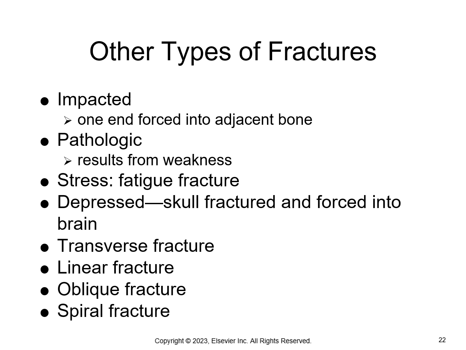We also have impacted fracture. This can happen if the bone is forced or telescoped into an adjacent bone. For example, the neck of the femur is crushed against the pelvis. Pathological fractures result from a weakness in the bone structure because of conditions such as a tumor or osteoporosis. This break occurs spontaneously with very little stress on the bone.